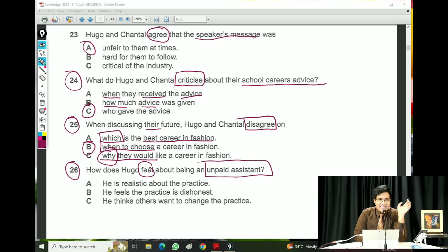Okay, unpaid assistant. Option A, realistic about practice. Option B, practice is dishonest. So the subject is practice. Option A is realistic. Option B is dishonest. And option C, he thinks others want to change the practice. Now how does Hugo feel about being an unpaid assistant? And what do they mean by practice? The practice of becoming an unpaid assistant, right?